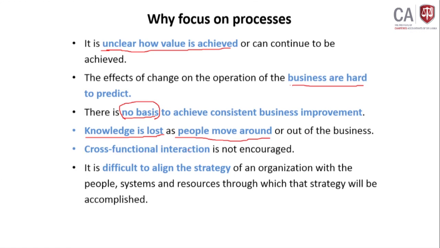Cross-functional interaction is not encouraged. Within the organization and outside the organization, there can be so many cross-functional interactions with each other. So, it is difficult to align the strategy of an organization with the people, systems and resources through which the strategy will be accomplished. Actually, these things which I explained have a little low weightage in the examination, but you have to understand what this is.